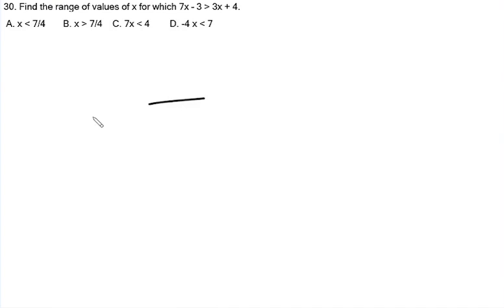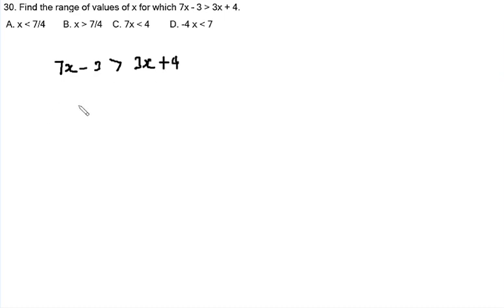For question 30, we ask: find the range of values of x for which 7x minus 3 is greater than 3x plus 4. To solve this, we simply have to solve the inequality. So the inequality is 7x minus 3 greater than 3x plus 4.